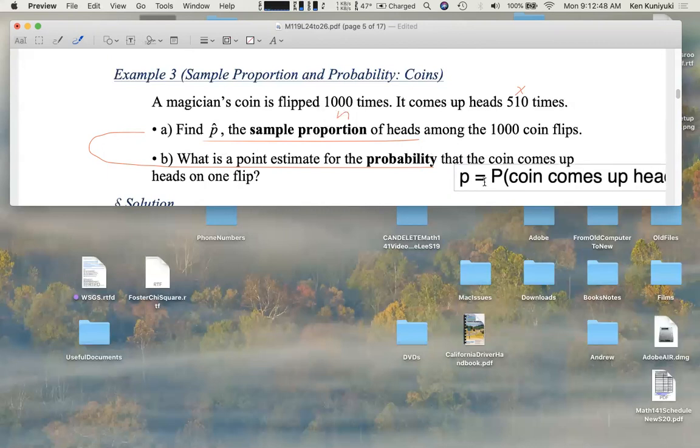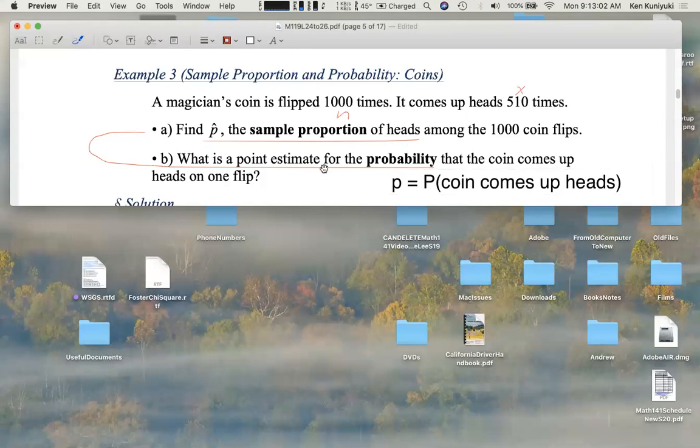Again, it's a magician's coin. It's not necessarily fair. Or at the very least, we don't assume that the coin is fair. Actually, in real life, many coins, in fact, you could say all coins, are not perfectly fair. So what's our best guess as to the actual proportion, or it's a probability this time, the probability that the coin comes up heads? The idea that if you flip the coin infinitely many times, what's the proportion of times it would come up heads?